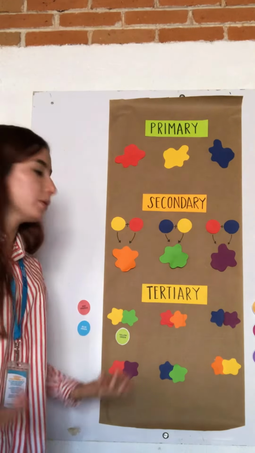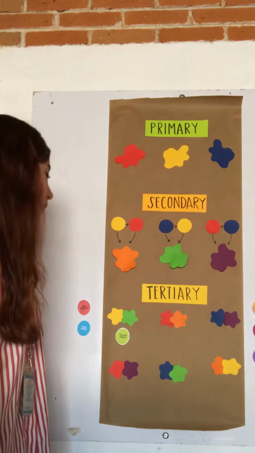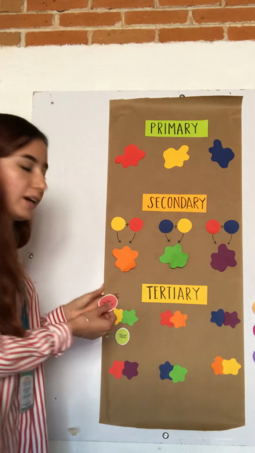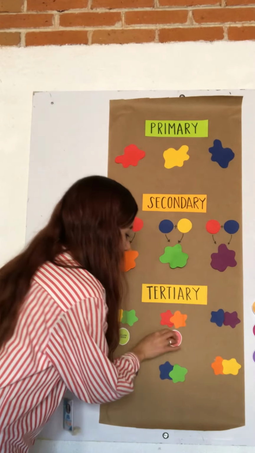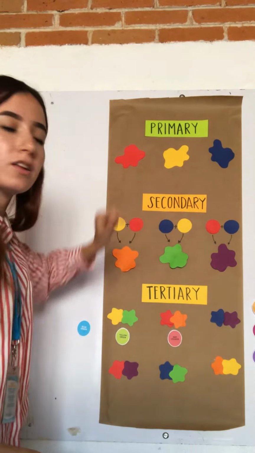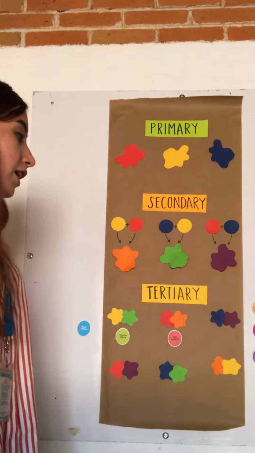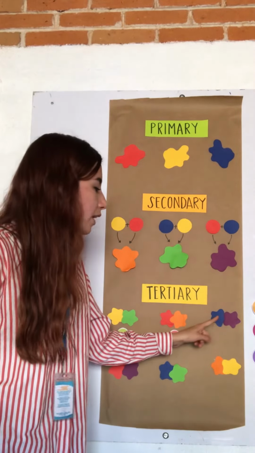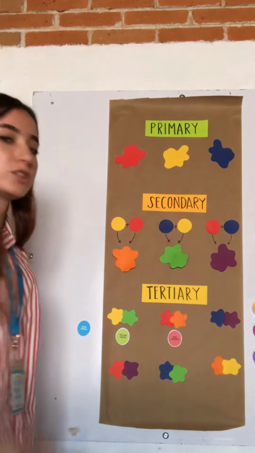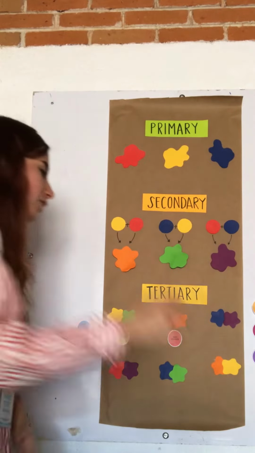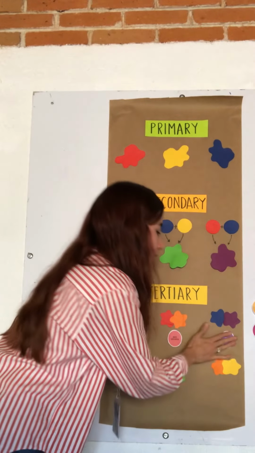Then we have another combination. We have red and orange. What do you think that we will get? We get red-orange. That is another tertiary color. So as you can see, we have red, that is a primary color, and we have orange, that is a secondary color. And then we get red-orange. Then we have the third one. We have blue and we have purple. Blue is a primary color and purple is a secondary color. Which color do you think that we get? Exactly, we get blue-violet. Blue-violet, so we are going to place it down here.